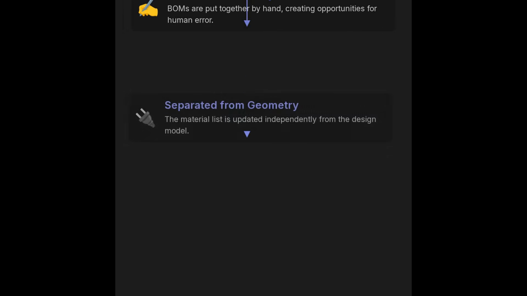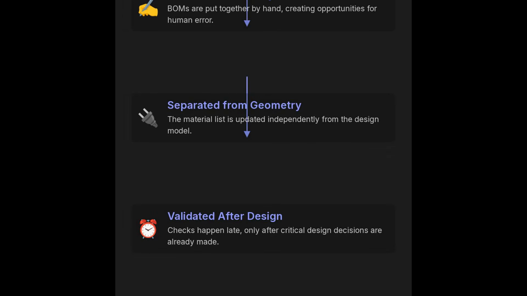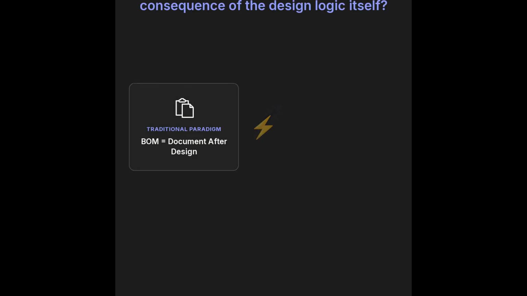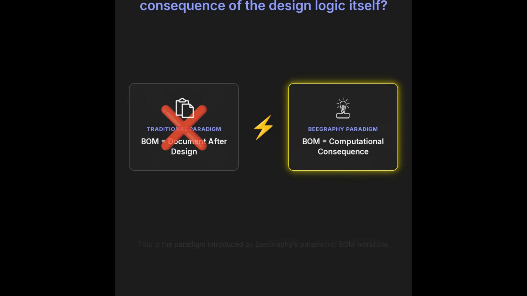Traditionally, BOMs are assembled manually, updated separately from geometry, and validated only after design decisions have already been made. But what if the BOM were not a document created after design? What if it were a direct computational consequence of the design logic itself? This is the paradigm introduced by BeeGraphy's parametric BOM workflow.